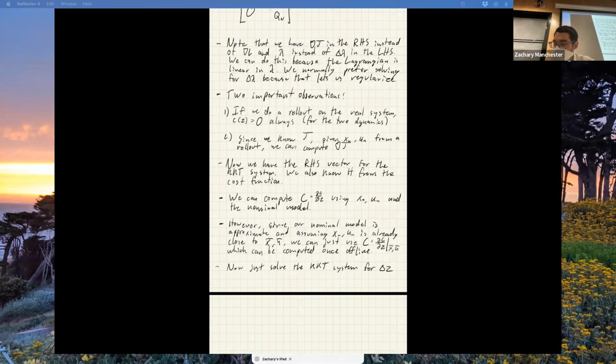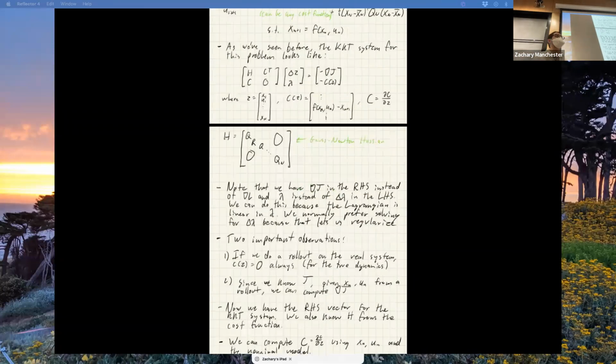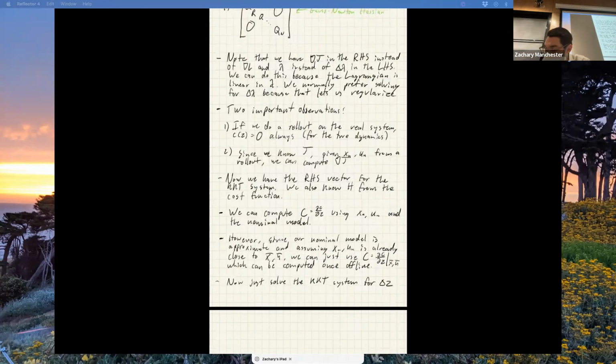So we solve this thing for this delta z in that left-hand side vector. I mean, in general, delta z and lambda. We don't care about the lambda. We're just going to take the delta z. We're going to update our u bar with that delta u, and then repeat.